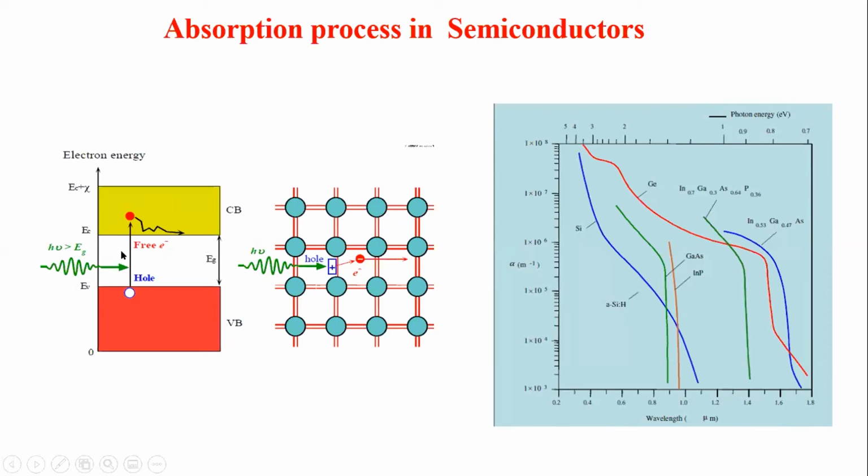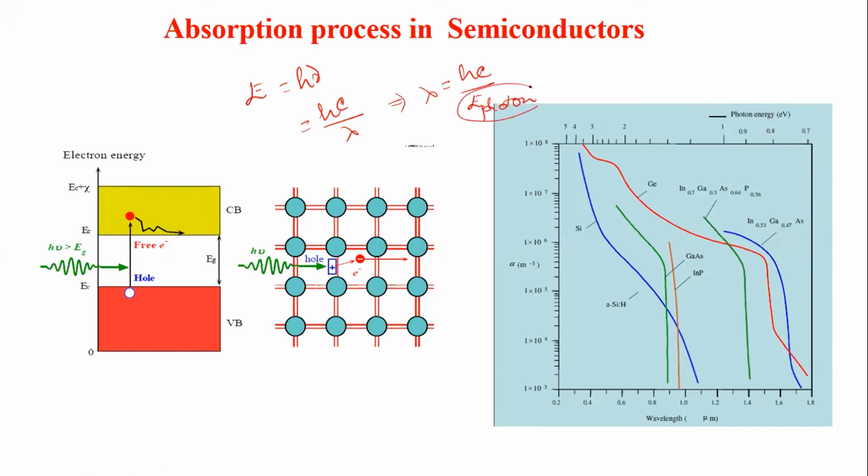So in the energy structure, you can see in the valence band a hole will be created, and electrons from the valence band will be excited to the conduction band. This is called absorption in a semiconductor. This absorption depends upon the light energy. We all know E equals h nu, or I can write this as hc by lambda, or lambda equals hc by E. So this E is the energy of the photon.